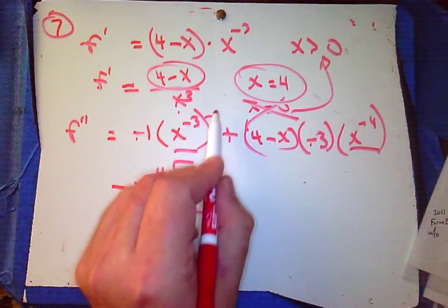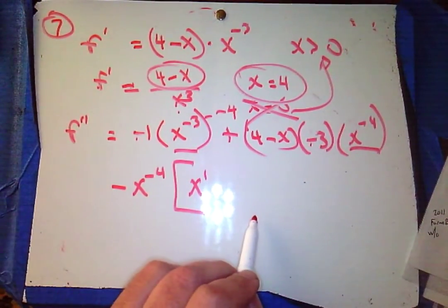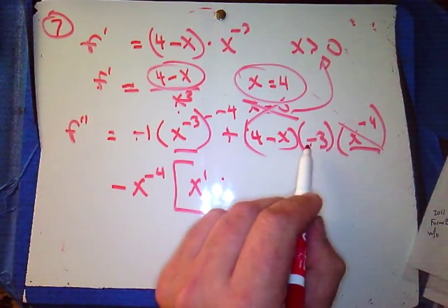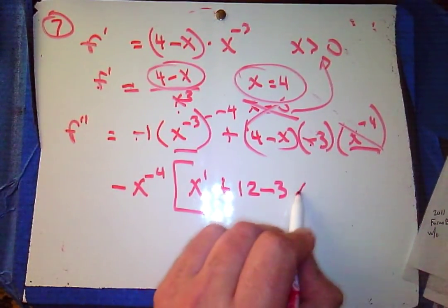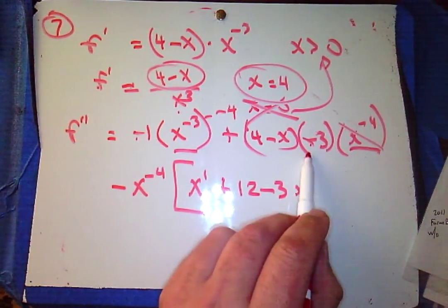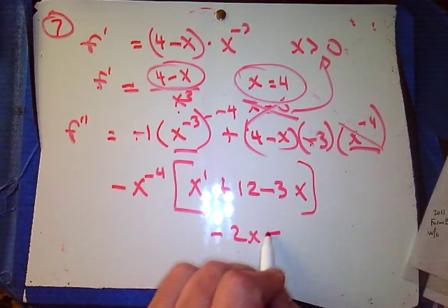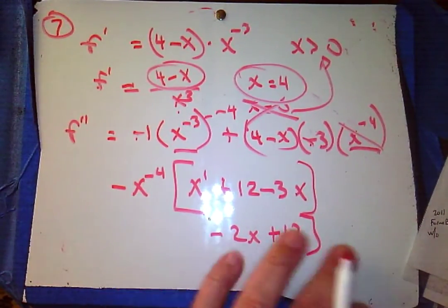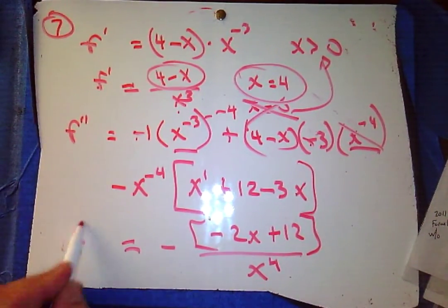Now, when I factor a negative out, I'm going to be left with x to the 1. And then here, I'm left with, this goes away, I took out the negative, plus 12 minus 3x, because I took out the negative. Okay, so now I've got negative 2x plus 12 on top, and a negative next to the x to the 4th. So here's f double prime.